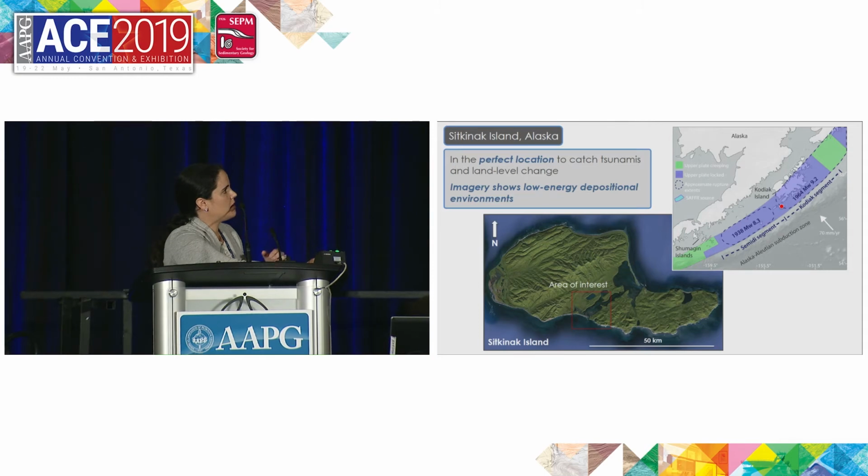We have a lot more sites, but today I'm just going to talk a little bit about Sitkinak Island. So here it is, right at the boundary between the 1938 and 1964 earthquakes. So a perfect place to test our theory about possibly ruptures propagating through this area. It's in the perfect location to catch tsunamis and land level change because we have this south-facing low-energy depositional environment facing right towards the trench. And obviously the low-energy depositional environment gives us the opportunity to catch those changes in land level from earthquakes.